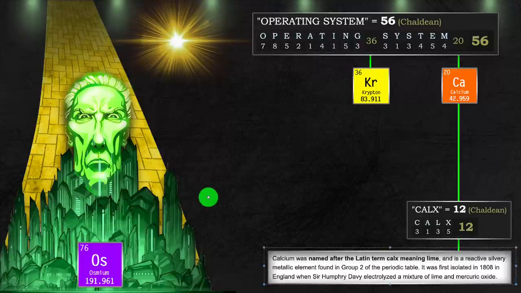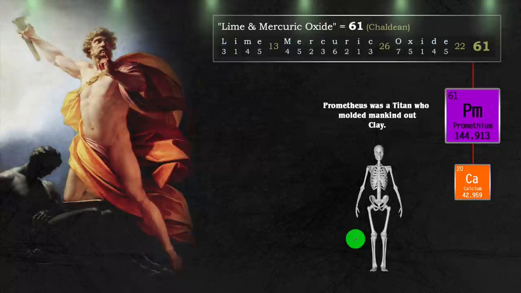What color is the Emerald City? Lime. It's lime. What color does yellow and green make? Lime. Think about what I'm telling you here and showing you. Lime. Yellow and green. And then you can get into this right here, the mixture of lime and mercuric oxide. If you want to get into the metal calcium, that's where you're going to get into Prometheus.